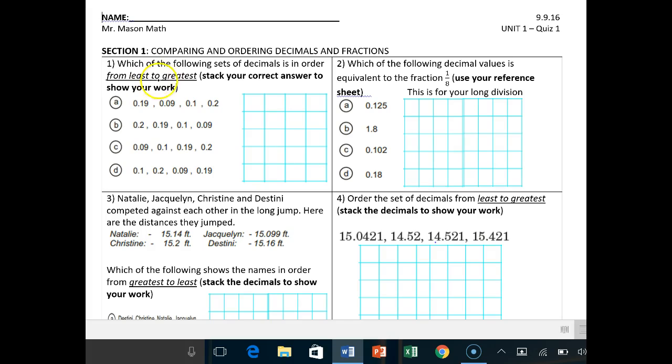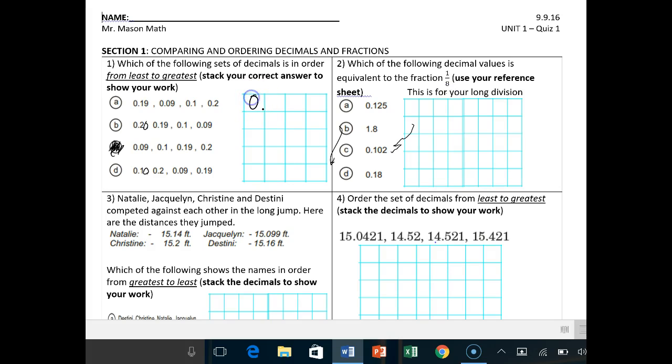So, number 1, which of the following sets of decimals is in order from least to greatest? Stack your correct answer to show your work. So, least to greatest, I'm looking at here, I have 0.19 coming up first, 0.2. 0.2 we know is really 0.20. 0.09 and 0.1. So really, you just have to look at the answer choice that starts with the smallest number. That happens to be C. C is your answer choice. And then, like I said, stack your correct answer.